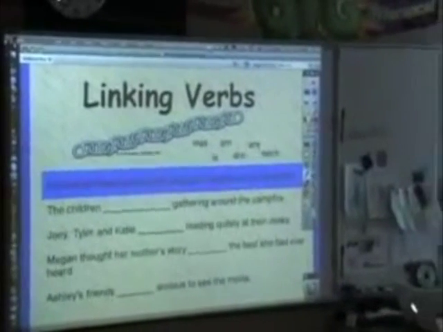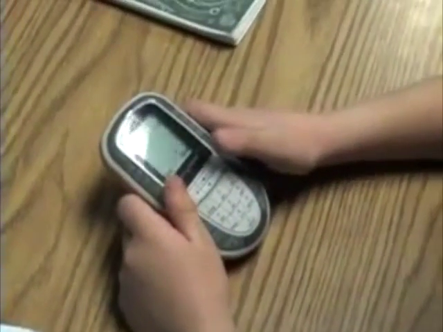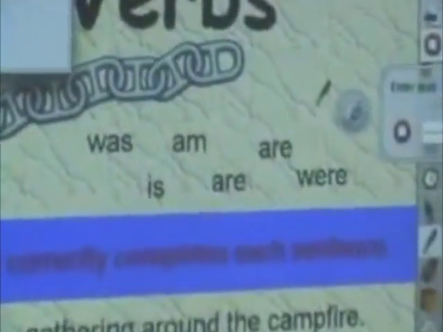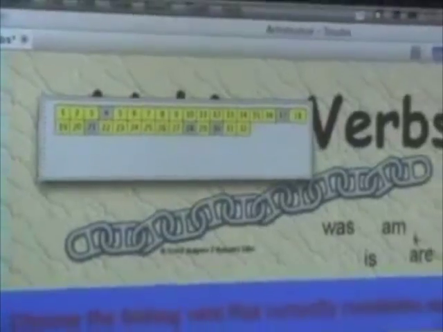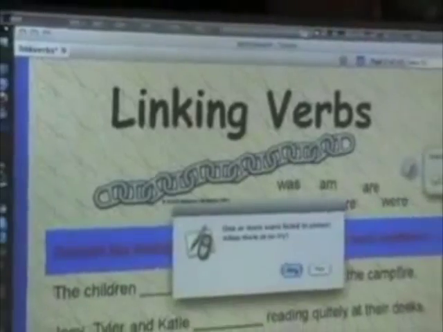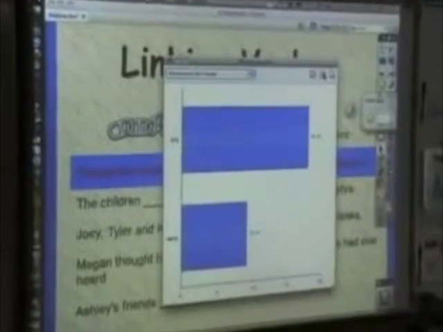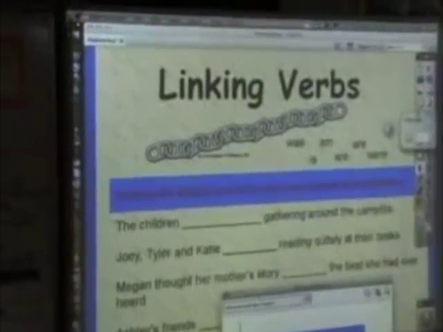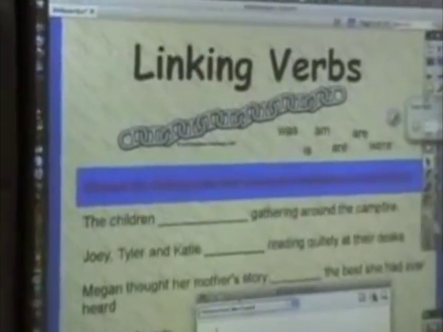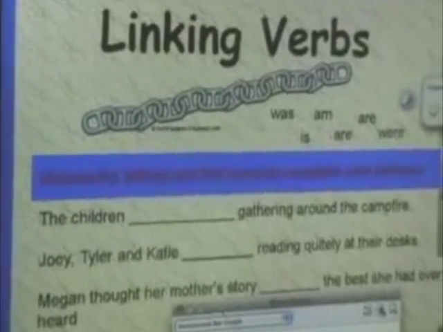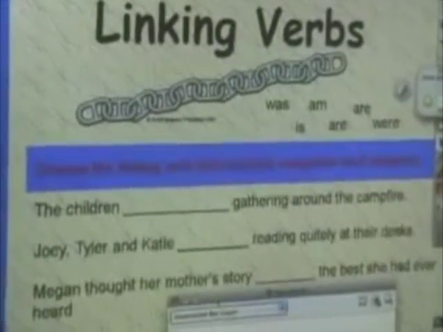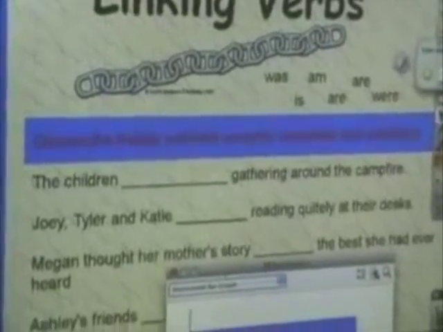Please use these words to fill in the linking verb that fits in that particular sentence. All right, let's see what we chose. Okay, so we chose are or were. Let's see, 56% of you chose are, 28% of you chose were. Let's take a look at the sentence again and see if those both make sense. The children were gathering around the campfire. Thumbs up, that makes sense? Yeah, that sounds right. Or the children are gathering around the campfire. Yeah, exactly. Okay.